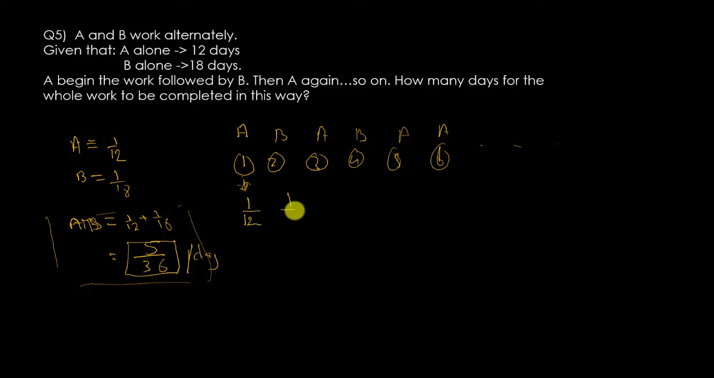That is 1 by 12. Second day, 1 by 18th of the work was finished. Third day, again 1 by 12 of the work. So basically, we will need to add all these things to see when one work gets completed after adding these. But that is not feasible, is it? It is not feasible if we have a lot of days to be covered.